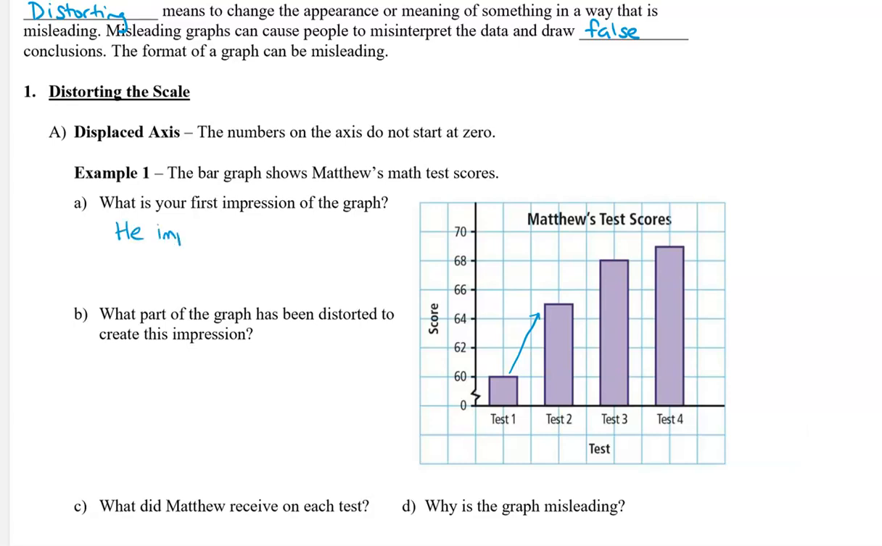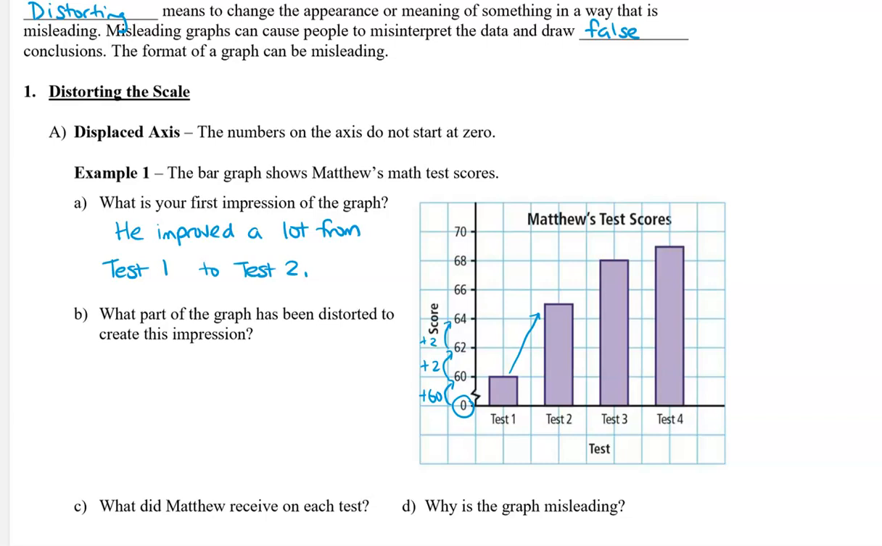So he improved a lot from test 1 to test 2. Now, what part of the graph has been distorted to create this impression? So if we take a look at the y-axis, we do start at 0, but then there's a jump from 0 to 60. But then the jumps after that are only by 2. So this is not an even scale.